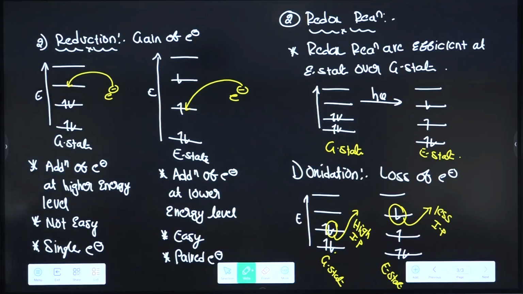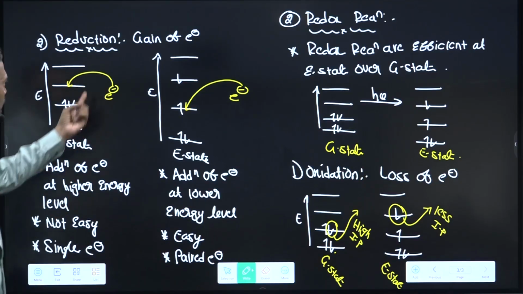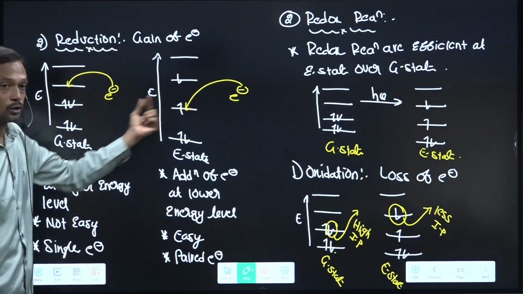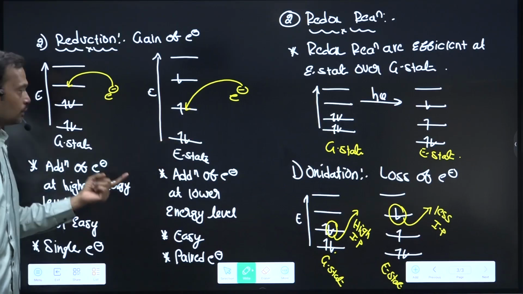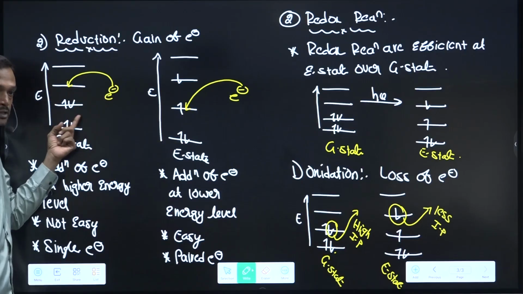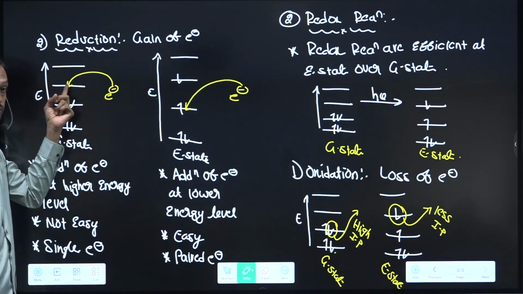Just listen, everyone listen here. Now I am doing reduction. Reduction is gain of electron. I am adding an electron to the ground state and the excited state. So if I want to add an electron, here a paired arrangement is already there. I am adding an electron into a higher energy level.